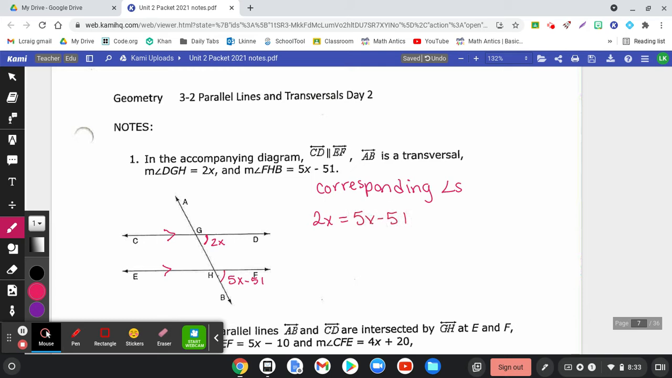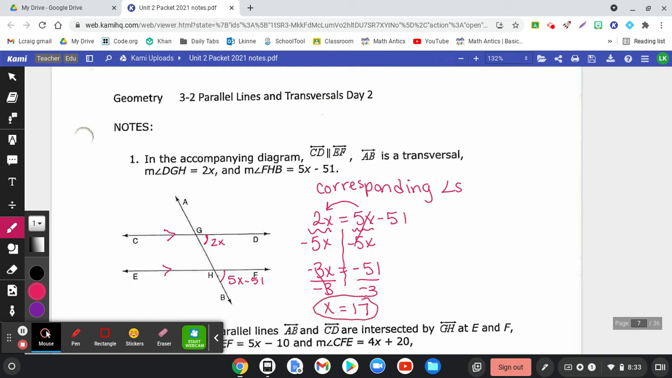And then we'll solve. If you have a hard time solving, draw the line down from the equal sign and focus on your x's. All right, now typically we'd move the smaller one to be with the larger. But since 2x is already by itself, I'm going to actually move the 5x over. Just watch your negatives. So we'll subtract 5x from both sides. We're left with negative 3x equals negative 51. And when we divide both sides by negative 3, we get x equals positive 17.